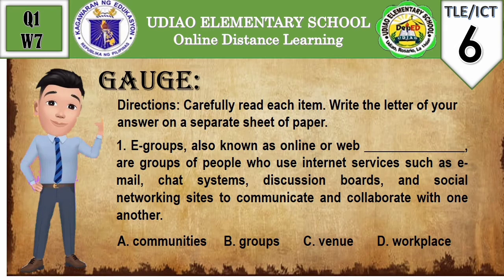Here is your last activity. Directions: carefully read each item. Write the letter of your answer on a separate sheet of paper. Number 1. E-groups, also known as online or web groups, are groups of people who use internet services such as email, chat systems, discussion boards, and social networking sites to communicate and collaborate with one another. A. Communities. B. Groups. C. Venue. D. Workplace.